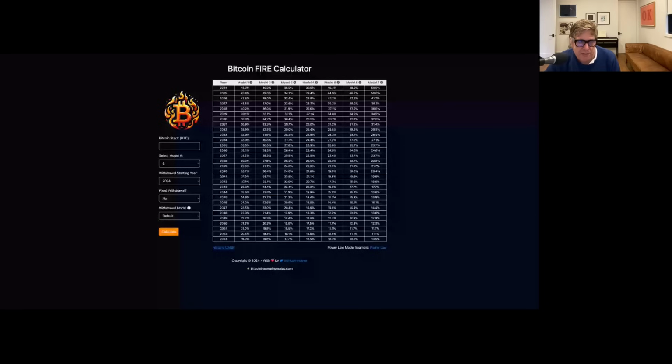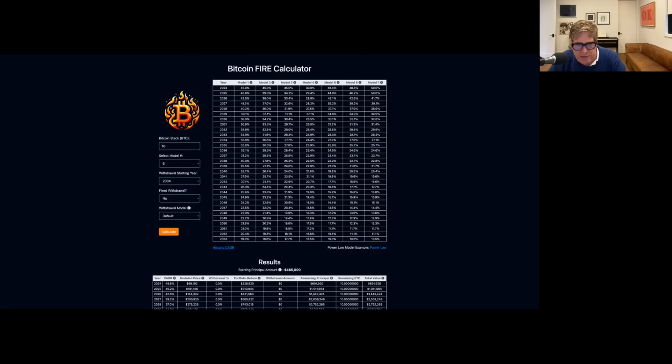Now let's go back to this tab and look at these different things. As I said, I like model six. I selected model six. Let's say I start with a stack of 10 Bitcoin, and I'm going to withdraw my 10 Bitcoin, which today are worth $600,000, $620,000. And I say I'm going to retire in 10 years with those. Let's compute how that goes.